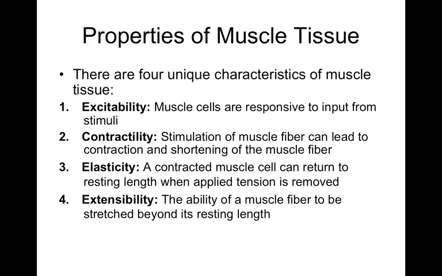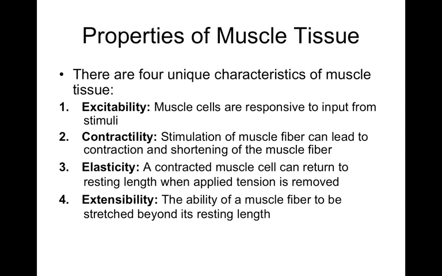Contractility refers to the fact that muscle tissue doesn't just respond, but it also contracts in response to being excited. Muscles will shorten, and when they shorten, they pull on something like a tendon, and that tendon can pull on skin or bone or some other tissues. Muscles are also elastic; they get stretched and then recoil back to a resting shape. They also need to be extensible, or able to be stretched.